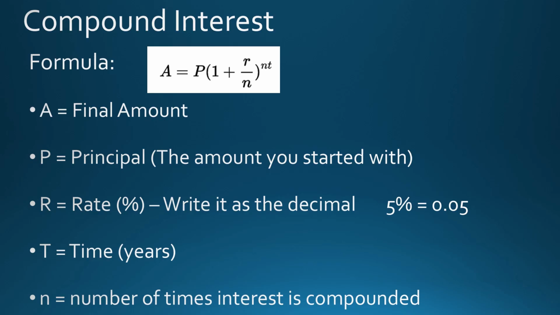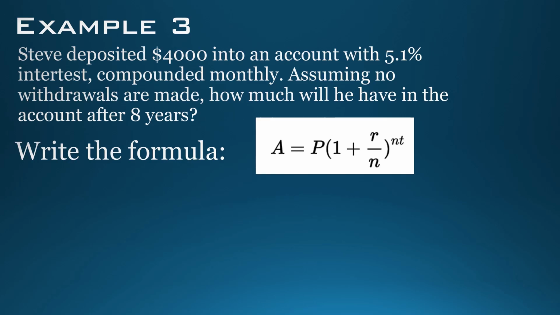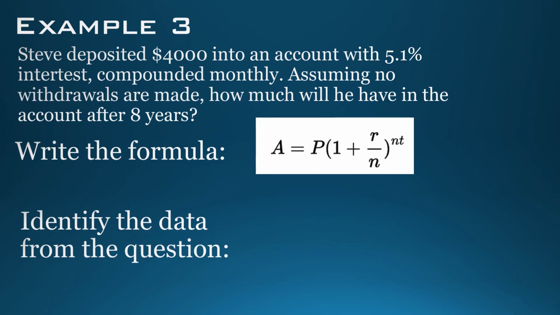Let's take a look at an example. In example 3, Steve deposited $4,000 into an account with a 5.1% interest, compounded monthly. Assuming no withdrawals are made, how much will he have in the account after 8 years? So now we have a new formula to look at. Let's write it out. A equals P times 1 plus R over N raised to the NT power. Now again, I know this looks crazy, but first we're going to put all the information in that we need. But we need to identify that data from the question.